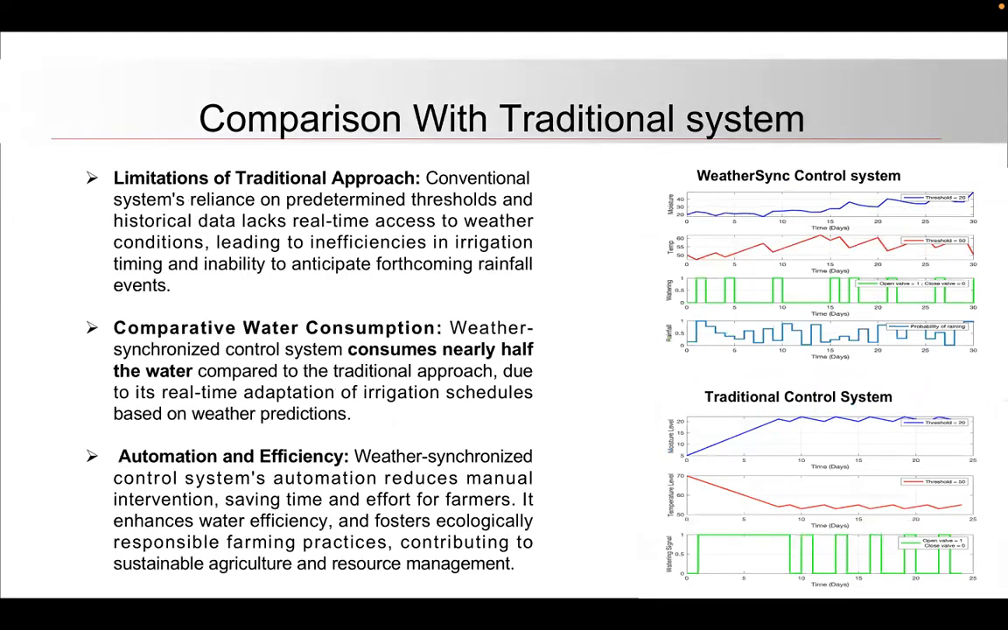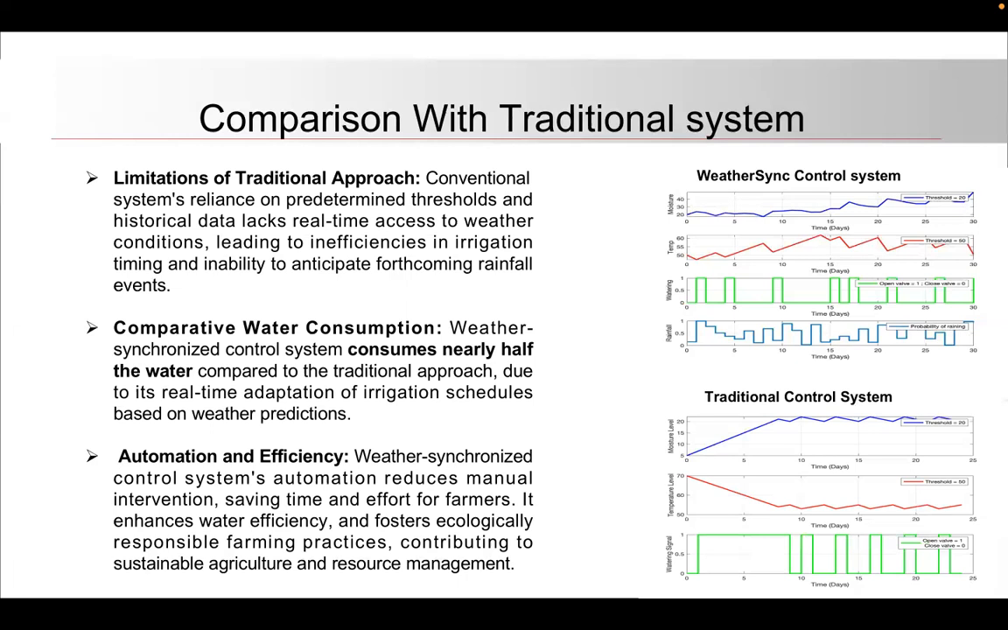Now, the comparison with the traditional system: my system has additional weather forecasting technology which optimizes the irrigation process, but the traditional system does not have rainfall prediction in its control system. So it overcomes the limitations of the traditional approach, like conventional systems' reliance on predetermined thresholds and historical data that lacks access to weather conditions, leading to inefficiencies in irrigation timing and inability to anticipate forthcoming rainfall events.